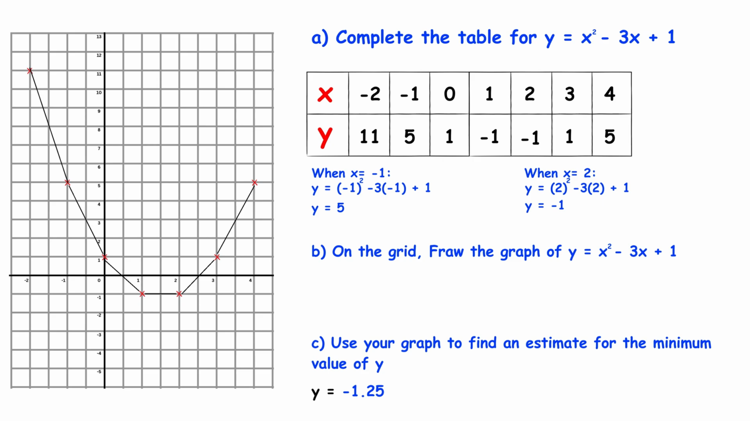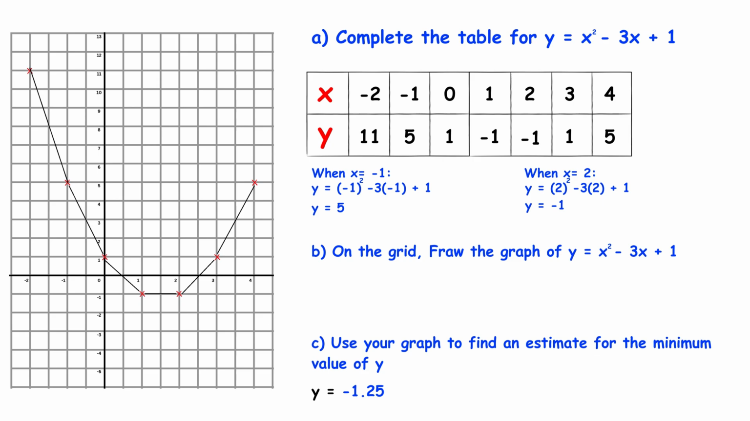So starting with part A, the first thing we need to do is find out what y will be when x is minus 1. So we just plug minus 1 into the equation, which gives us y equals minus 1 squared minus 3 times minus 1 plus 1, which means that y equals 5. Then we need to do the same thing for when x equals 2. So y will equal 2 squared minus 3 times 2 plus 1, which is minus 1 this time.